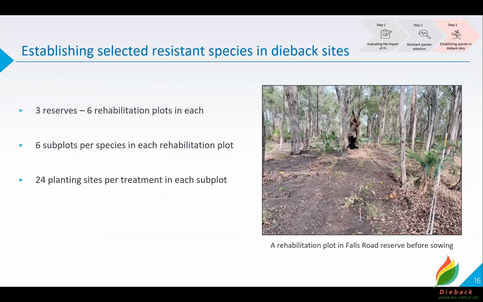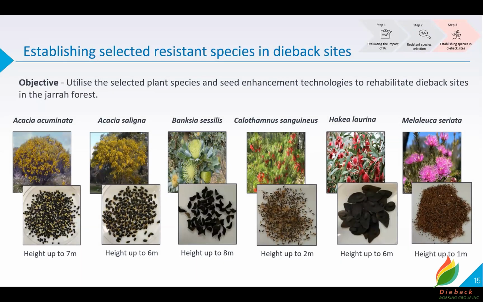The third step is establishing selected resistant species in dieback sites. For this, I have selected 6 native species. The second species, Acacia saligna, is a tolerant host which allows the pathogen to survive in its roots. The third species is Banksia sessilis, a non-susceptible species. And the rest of the 4 species, Acacia acuminata, Calothamnus, Hakea, and Melaleuca, are resistant to the pathogen. I included Acacia saligna and Banksia to see how these species perform under field conditions, because we don't know what will happen with these species.